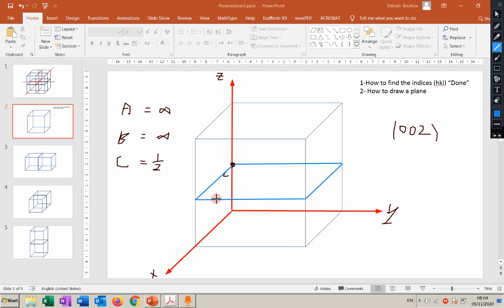But remember, the plane that you draw has two edges parallel to the x-axis, two edges parallel to the y-axis, and it intersects the z-axis at 1/2. This is how we draw a plane in unit cells. When we have the HKL, the Miller indices, you convert the indices to intercepts ABC. Then when you have the intercepts, you try to draw them. Now, three general intercepts, we have them.